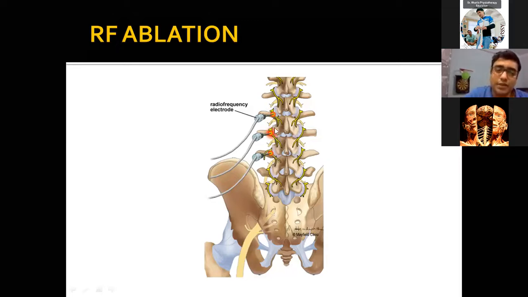Similarly, radiofrequency ablation is also administered for patients who cannot undergo, say, knee replacement surgeries. So all the nerves which supply the knee joint, the genicular nerves which supply the knee joint, are burned with radiofrequency ablators.